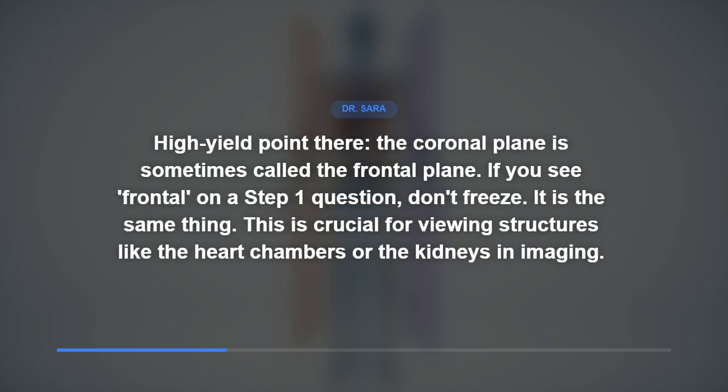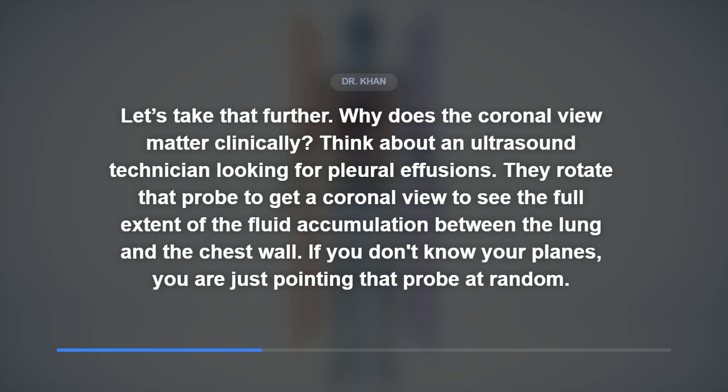Think of it like a crown. Literally, it divides the body into front and back, anterior and posterior. It is like being sandwiched between two panes of glass. A high yield point there. The coronal plane is sometimes called the frontal plane. If you see frontal on a step 1 question, don't freeze. It is the same thing. This is crucial for viewing structures like the heart chambers or the kidneys in imaging.